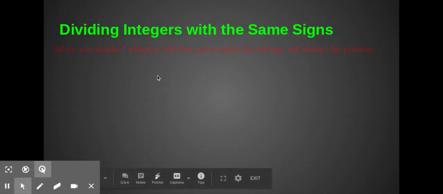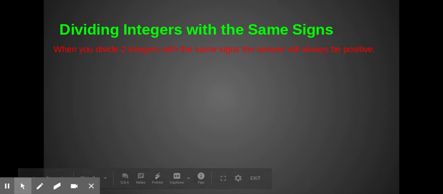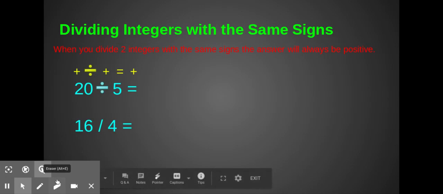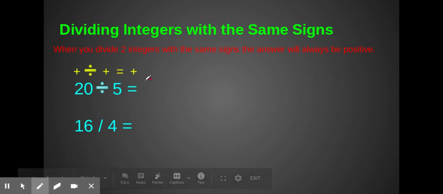So we're going to put our rule up here so we remember. When we're dividing two integers with the same signs, the answer will always be positive. And here we have 20 divided by 5. Just like elementary school, we've already learned that 20 divided by 5 is positive 4. And 16 divided by 4 is also 4.